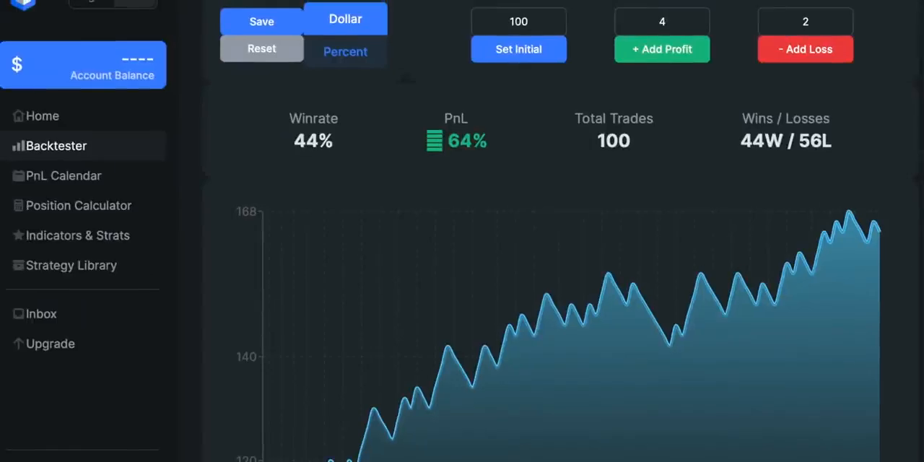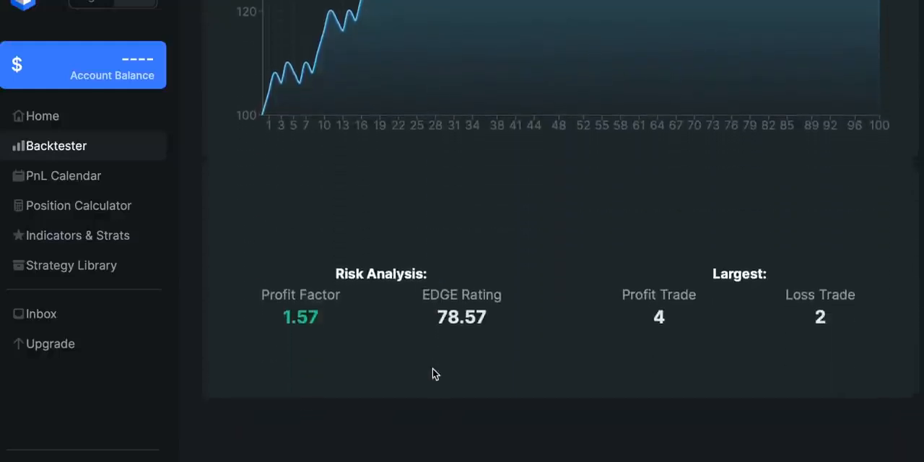Okay, so we finally got our results after testing the system 100 times, and we see our win rate is 44%, which is not ideal for such a risk to reward ratio. It has to be at least 50. We also gained 64% on our account, considering the fact that I found those 100 setups within 2 weeks. If we scroll down, we can find more details about our backtesting.